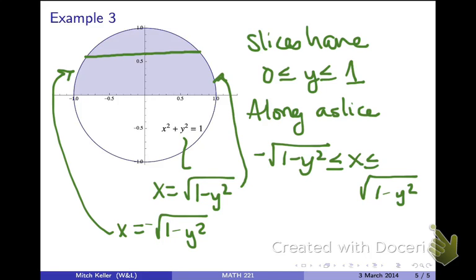And for you to think about, and I'm going to ask you about this in these questions on Sakai, here's your task. Describe this region with vertical slices.